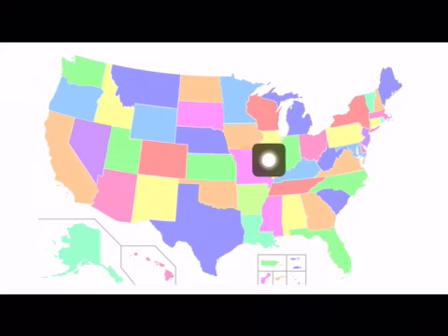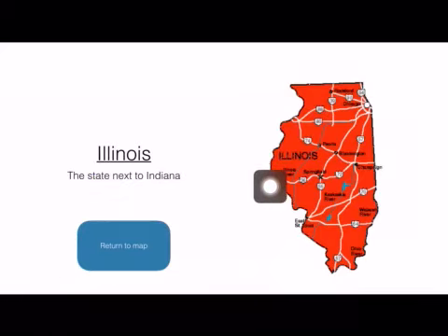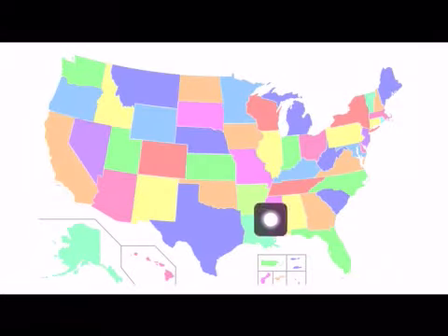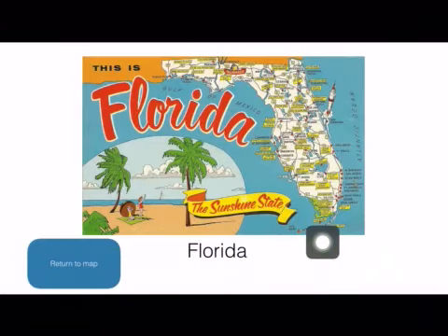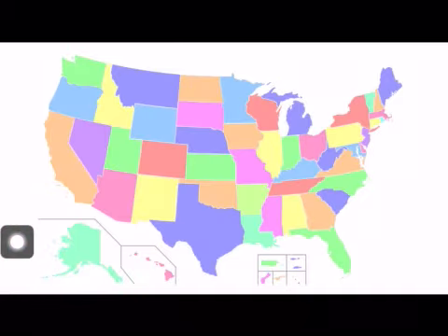And I could tap on Illinois. There's some information here. And I could go out to a website about Illinois or return to the map. I could click on Florida and do the same thing, and then I can come back over here and return to my map. Right. How did I do this?